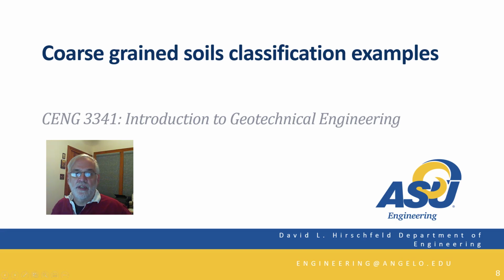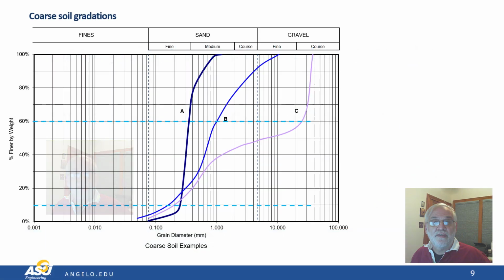This is Professor Kitch, and welcome to this webcast where I'll be going through examples of using the USCS to classify coarse grain soils. I'll be classifying 6 different soils in this webcast. The grain size distribution for the first 3 soils, A through C, are shown here. Let's start with soil A.